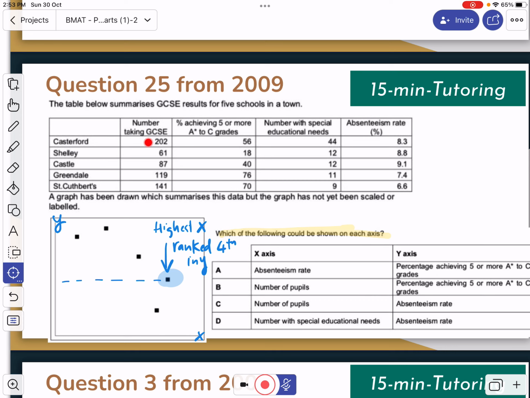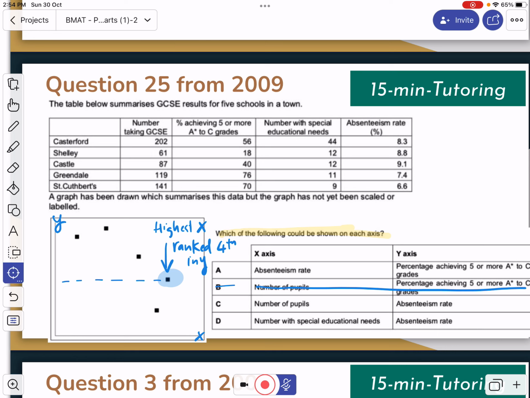Okay, this is the highest in X. This school needs to be ranked number 4 if we look at the Y, which is the percentage achieving 5 or more. So here, 56. Is it ranked number 4? The answer is no. If you look at percentage achieving 5 or more, Castleford is ranked number 3, not 4. At least we know B is not correct. Cross it out.